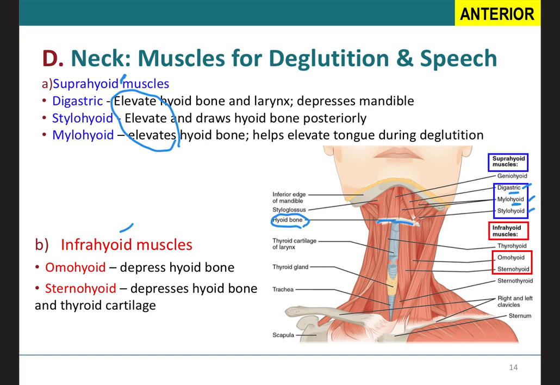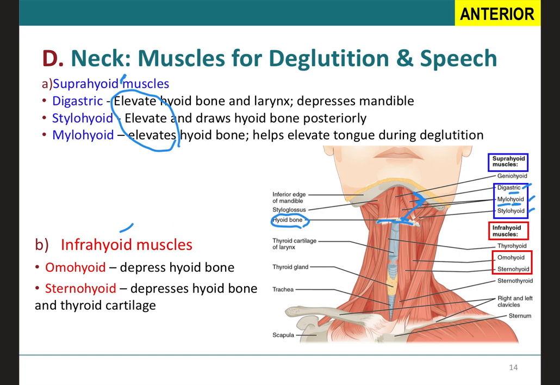Next, we have the mylohyoid. The mylohyoid, like the name says, mylo means mandible. Therefore, it will go from the mandible to the hyoid bone, and it will pull in this direction. Therefore, it will elevate the hyoid bone.